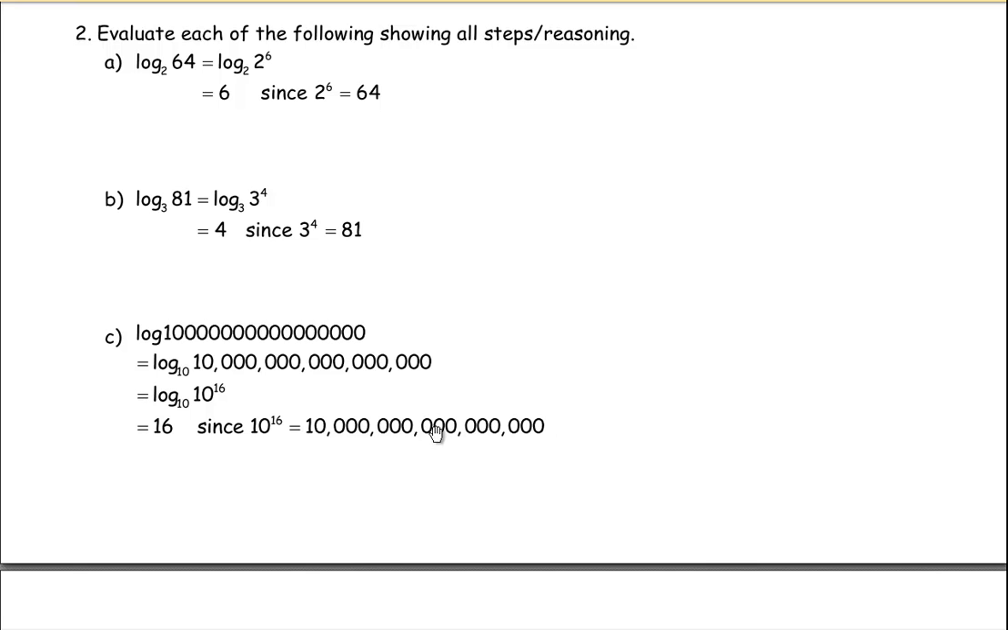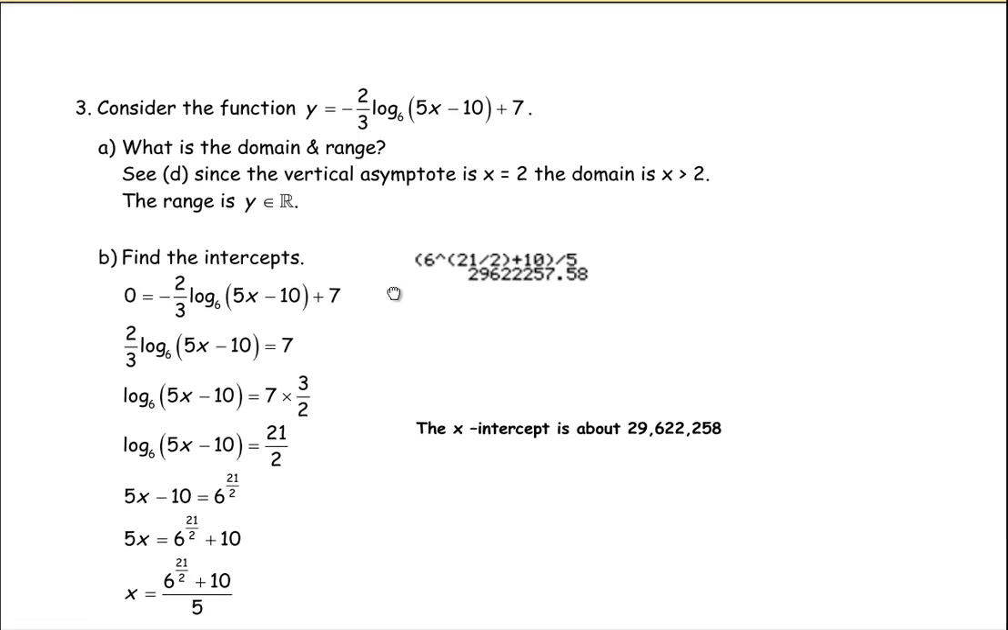What would it be here? Let's see now. Millions, billions, trillions, I think it's quadrillion. I forget what that number is called. But anyway, that's what it would equal, that very large number.